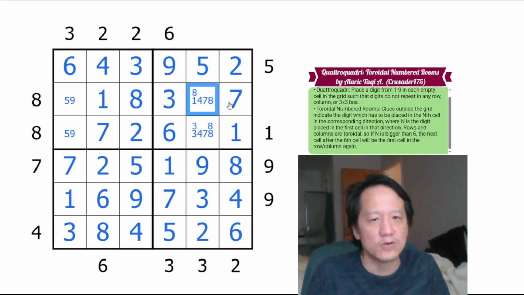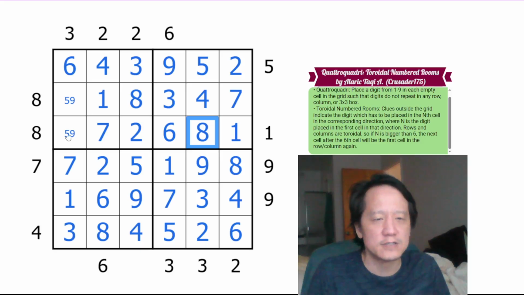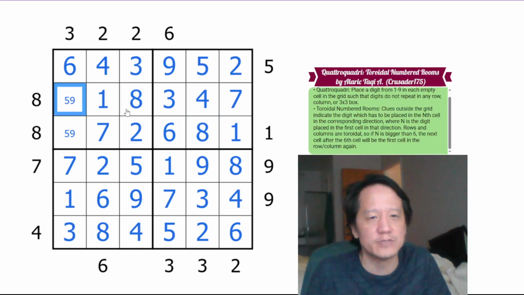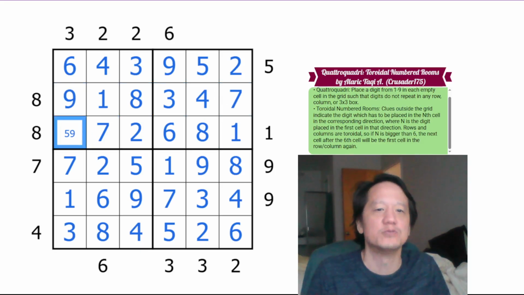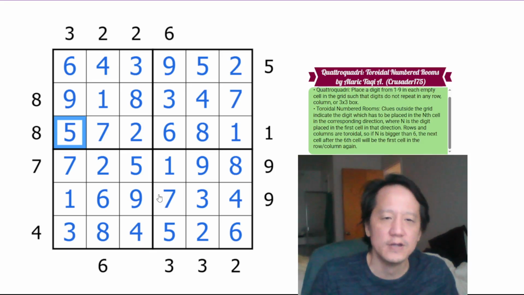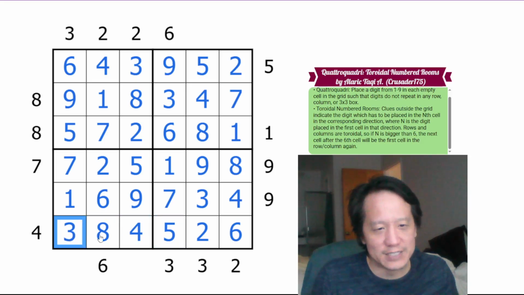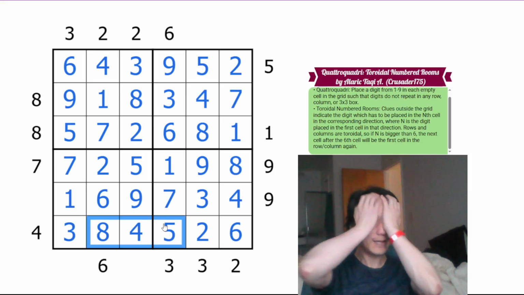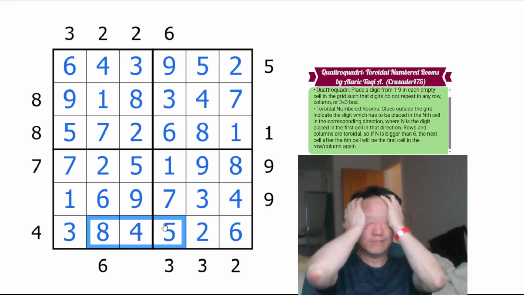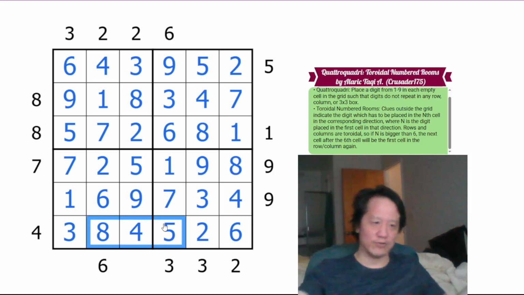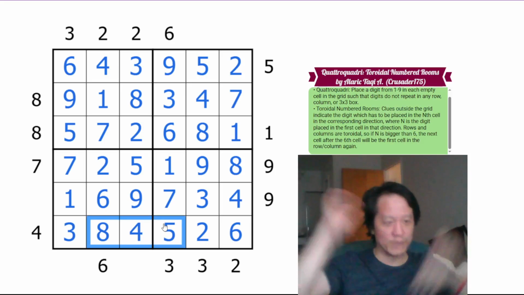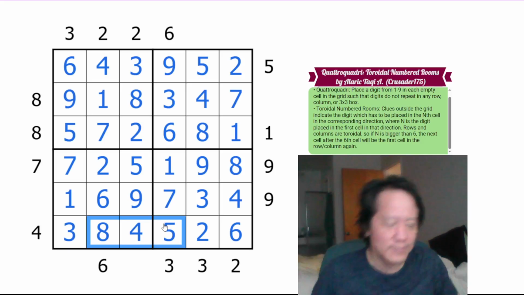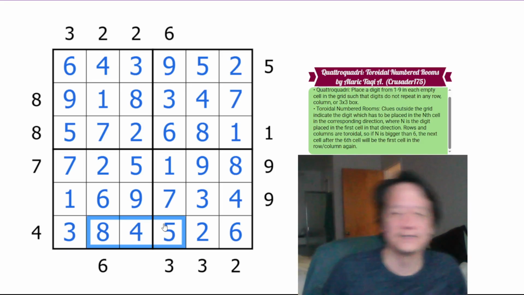8 can't be here. 1 and 7 can't be here, so this must be 4. Therefore, that makes this 8. This positioning means this has to be 9 to be toroidal, and this must be a 5. Oops. So that was a major, yeah, that took a while for me to spot this toroidal numbered room. If I had gotten that, it would have gone very quickly after that. Maybe it is easy, so.